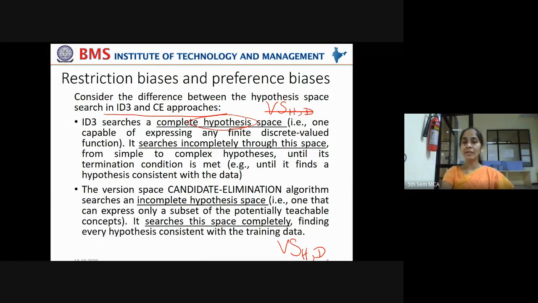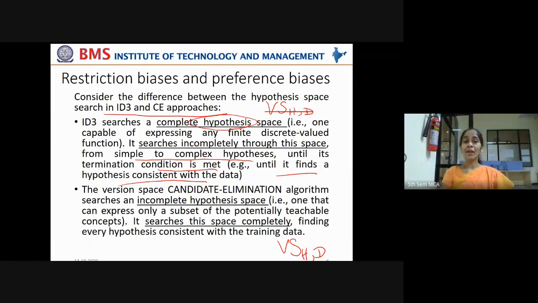It searches incompletely through this space from simple to complex hypotheses, right? It starts with a root node, grows the tree, again generates the split points based on information gain, and further constructs the tree. It goes on making the tree more complex, right? From simple to complex hypotheses, it moves until its termination condition is met, meaning until it finds a hypothesis consistent with the data. Once the decision tree consistent with the data is built, that is the termination condition, and the construction of the decision tree is stopped.